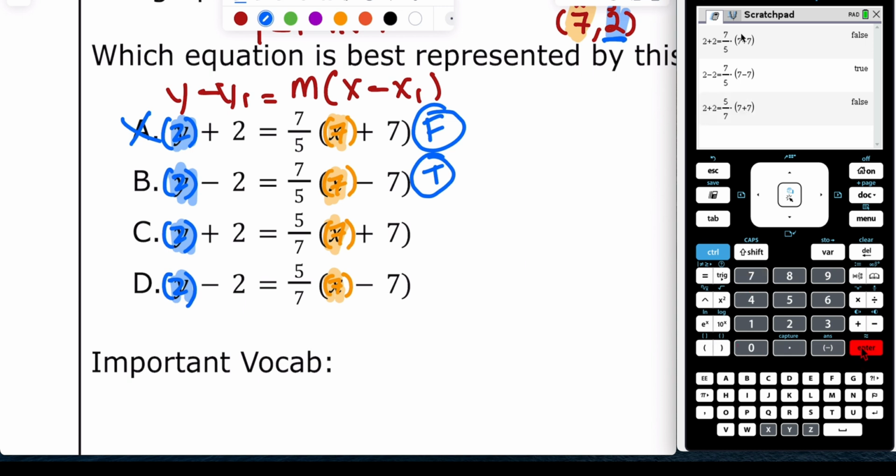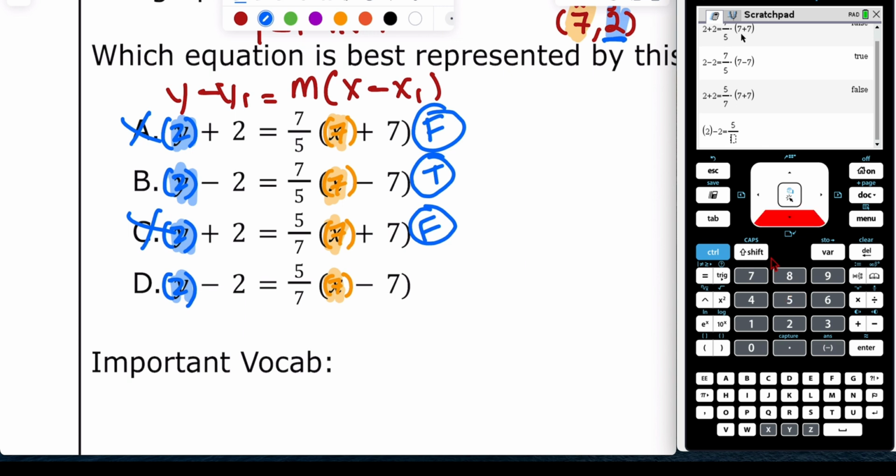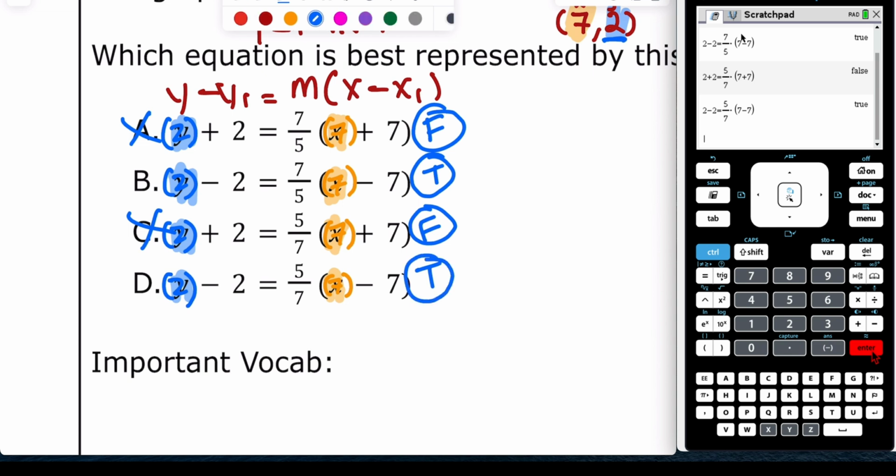Only have 1 true. Now, let's go ahead and check D just to make sure. Parenthesis 2, parenthesis, minus 2 equals, control divide, 5 over 7, parenthesis, 7 in the parenthesis, minus 7, enter. And it gave me 2 truths. This is where the issue starts, okay? We have a true and we have a true.